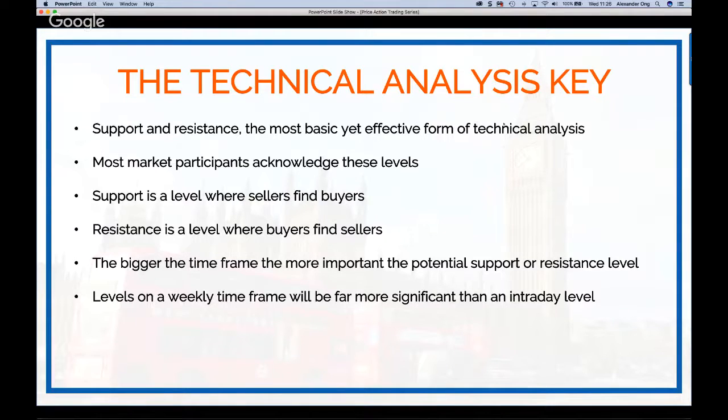A resistance level is a level where the buyers find the sellers. Okay? So the market will have been moving up, it will have been rallying, and then suddenly it hits a wall that it can't get past. So it's been moving to the upside, it gets to this place where it can't get past, and then it falls away. And what that is, that's the sellers in the market taking over. Does this make sense?